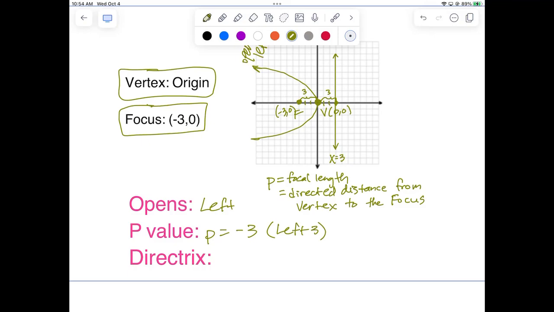Directed distance. Okay, what would be the directrix equation? This would be the equation of a vertical line in this case. It's x equals 3. X equals 3.